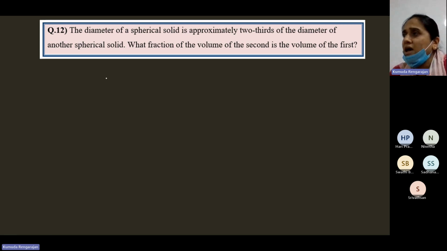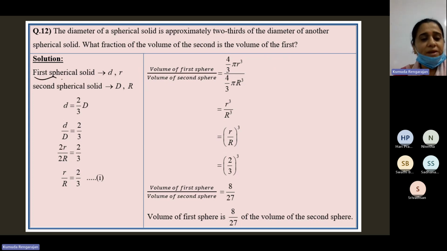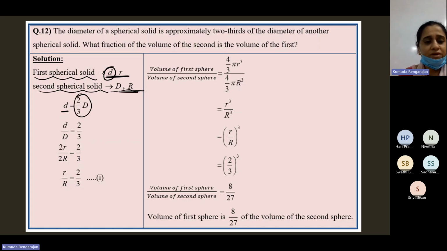Then you get a relationship between R1 and R2, or small r and capital R. Then you should find the fraction. I've used these letters for the first spherical solid and these letters for the second spherical solid. The diameter of the first one is 2 by 3 the diameter of the second one. So I've written d by d is equal to 2 by 3. D means 2r, so 2 and 2 will get cancelled. So r by r is 2 by 3.